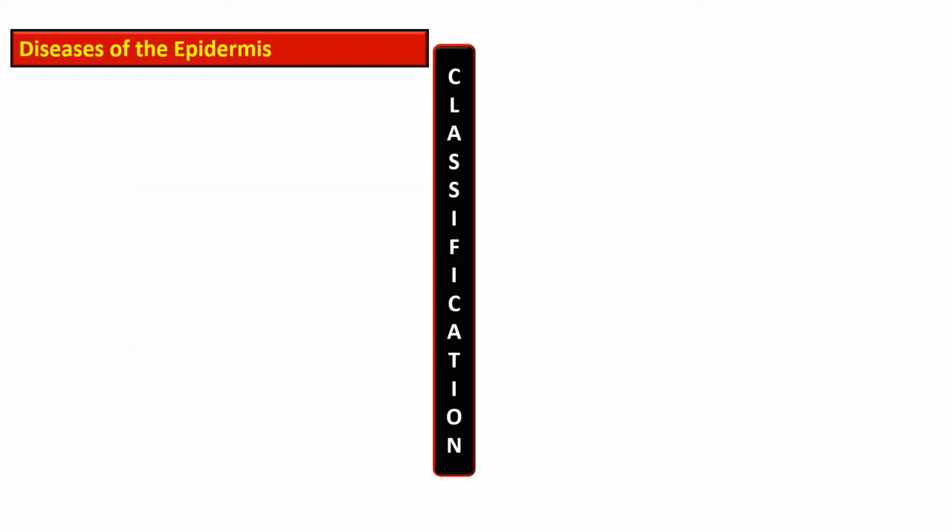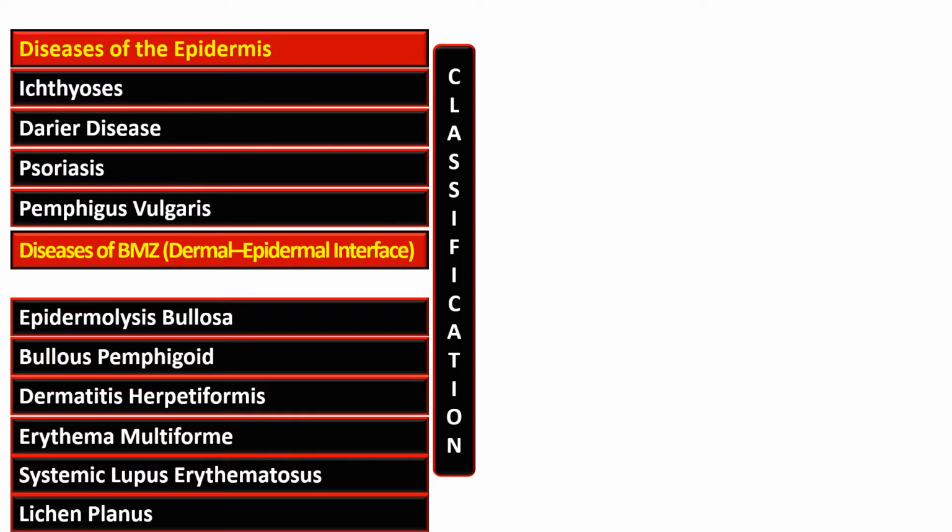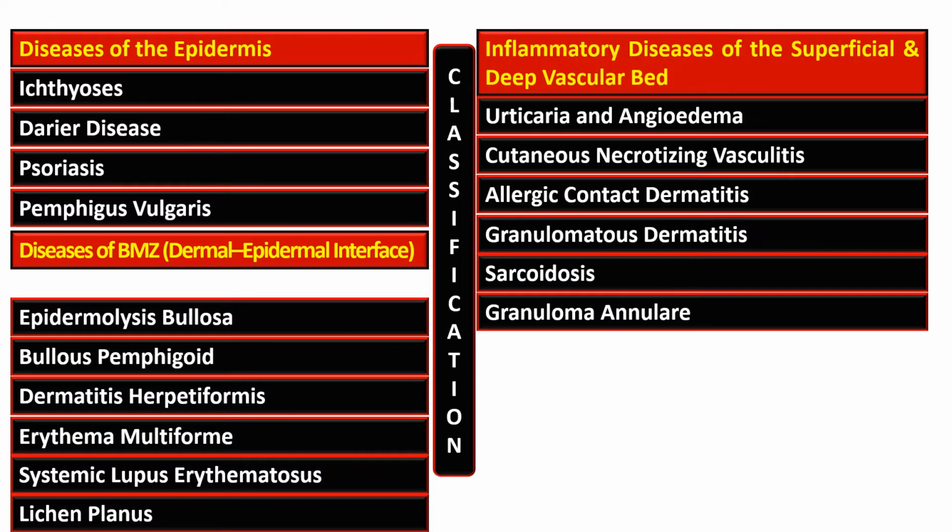When we attempt to classify skin disease, we can classify these diseases on the basis of the site of origin or the anatomic structure that is involved. One group is disease of the epidermis, and that includes ichthyosis, diarrheal disease, psoriasis, and pemphigus vulgaris. Another group is disease of the basement membrane zone, that is the dermal epidermal interface, and this includes epidermolysis bullosa, bullous pemphigoid, dermatitis herpetiformis, erythema multiforme, systemic lupus erythematosus, and lichen planus.